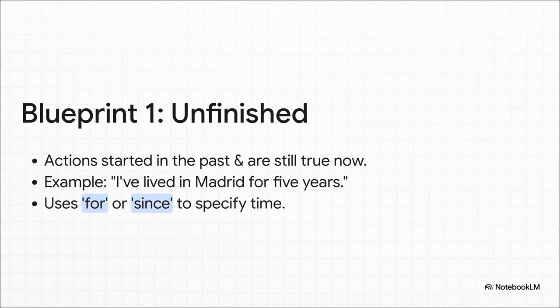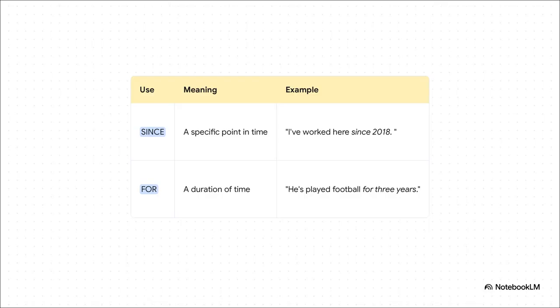So, blueprint number 1 is for unfinished actions. These are things that started in the past but are still going on right now. If you say, I've lived in Madrid for 5 years, it means you started living there 5 years ago and you still live there today. The action crosses the bridge right into the present. And to use this blueprint correctly, you've got to know these 2 little words, for and since. It's easy, really. You use for when you're talking about a duration of time, like for 3 years. And you use since when you're talking about a specific starting point in time, like since 2018. A super common mix-up, but a really simple fix.